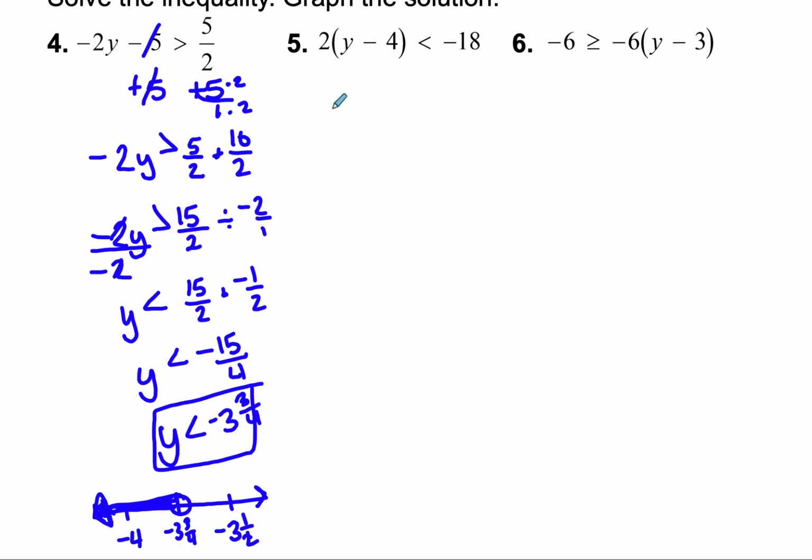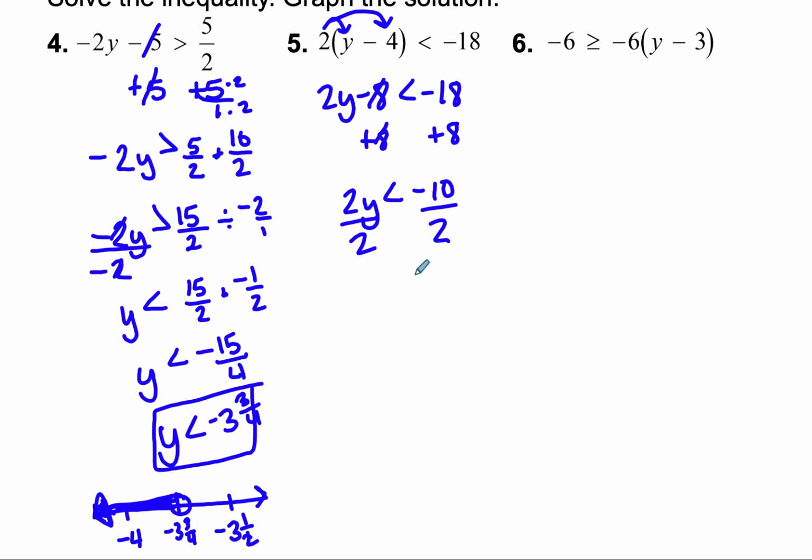All right, let's take a look at number 5. So for number 5, I have parentheses here. That means my first step is the distributive property. 2 times y is 2y, minus 2 times 4 is 8, is less than negative 18. All right, so we're going to add 8 to both sides. Negative 8 plus 8 is 0. It leaves me with 2y is less than, and then negative 18 plus positive 8, different signs, find the difference. That's going to equal negative 10. I'm multiplying 2 times y, so now I'm going to divide by 2. y is less than negative 5.